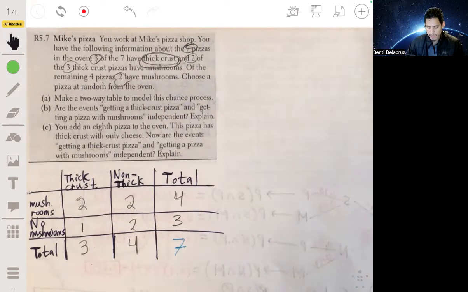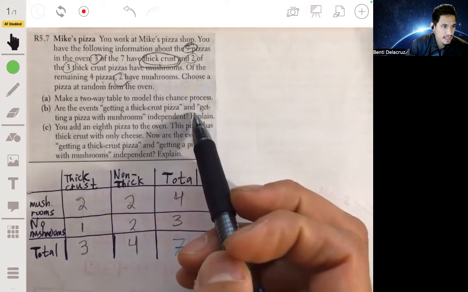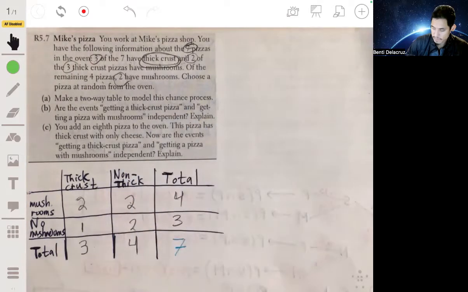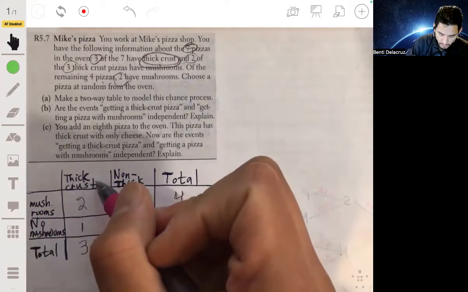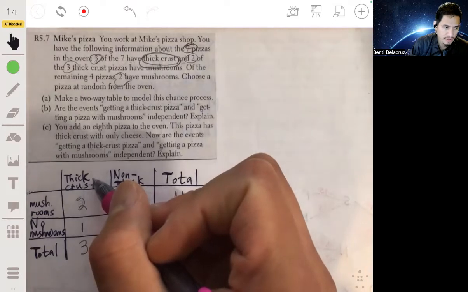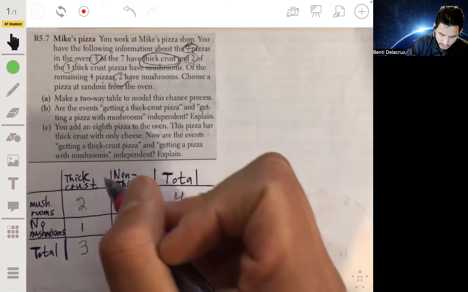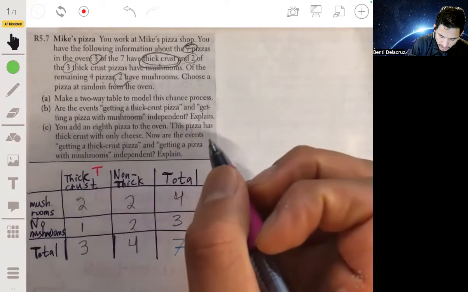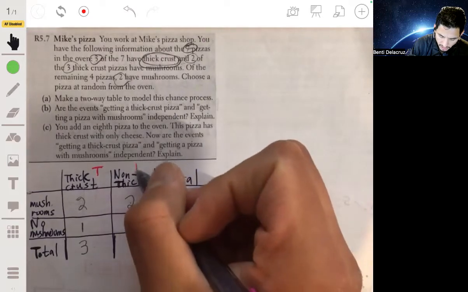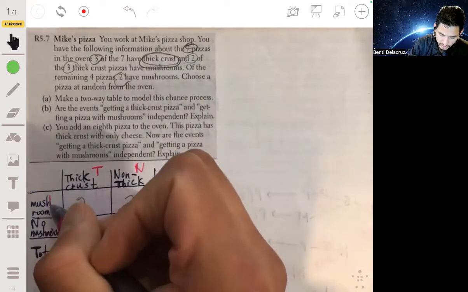Now let's answer some of these questions. Are the events getting a thick crust pizza and getting a pizza with mushrooms independent? Okay, so let's represent each of these events with a symbol. So let's put capital T for thick crust. And let's put N, not a thick crust. Mushrooms M.